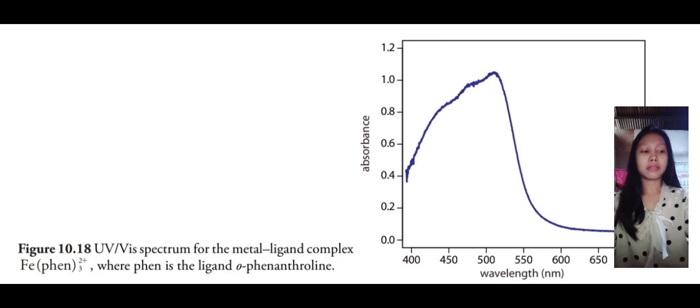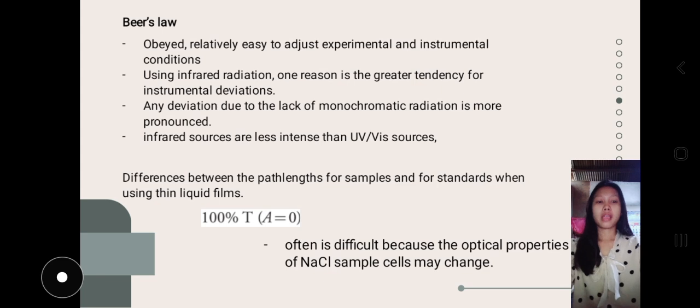The wavelength chosen corresponds to the maximum absorbance of the target substance selected as the analyte. This ensures maximum sensitivity, so a larger signal is obtained for a certain analyte concentration. Now, in Beer's law, the advantage of UV-Vis absorption is that in most cases it is relatively easy to adjust the experimental and instrumental conditions so that Beer's law is obeyed.